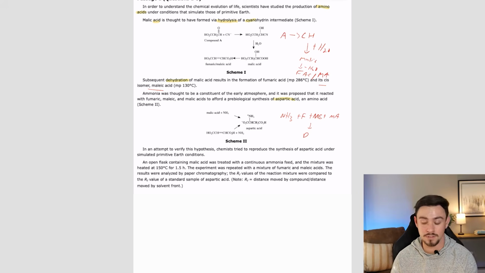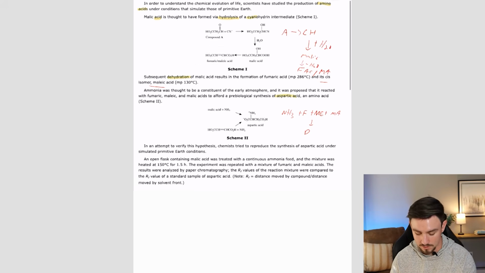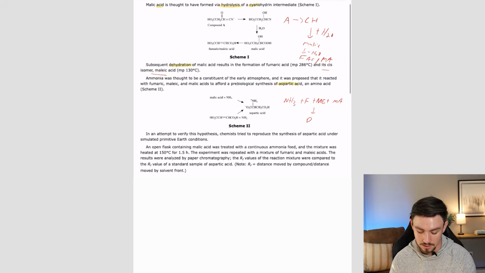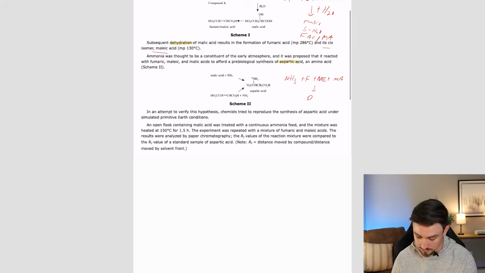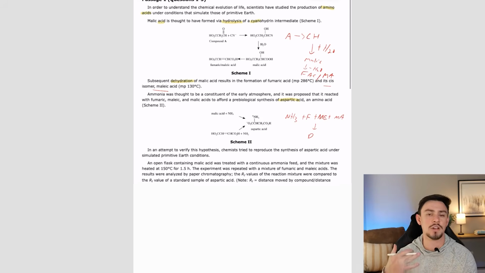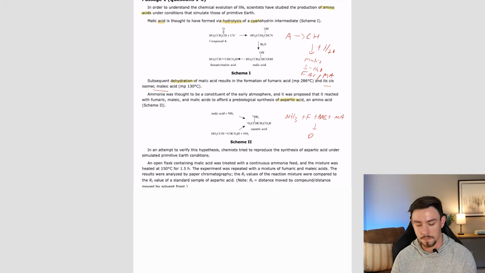So moving on past this scheme 2, which we've already kind of talked about, it says in an attempt to verify this hypothesis, chemists tried to reproduce the synthesis of aspartic acid under simulated primitive Earth conditions. So this is actually very common on the MCAT. A lot of times they will lay some foundational science background, and then they'll discuss something that they've observed in nature, and then they're going to move into this experiment that they did to prove it or justify it. And that's exactly the framework that they've used here.